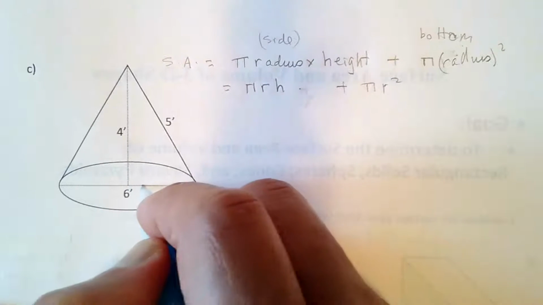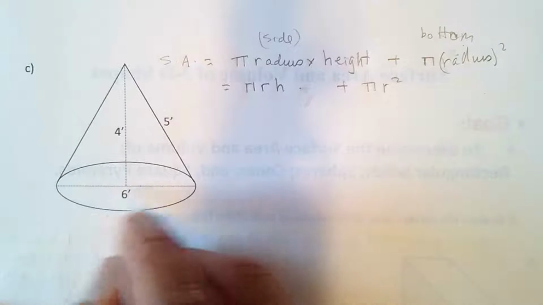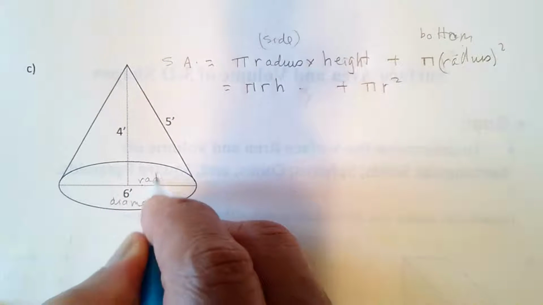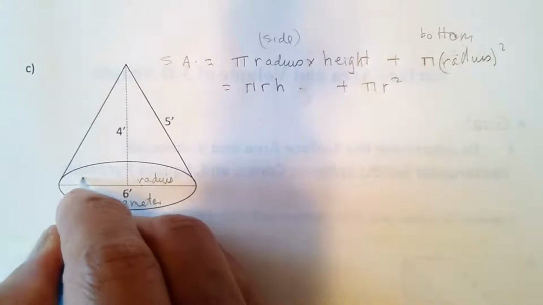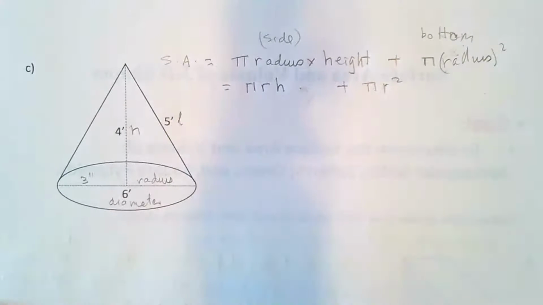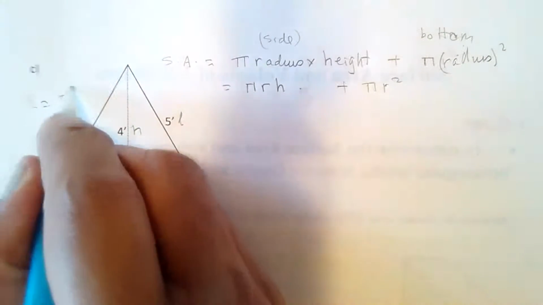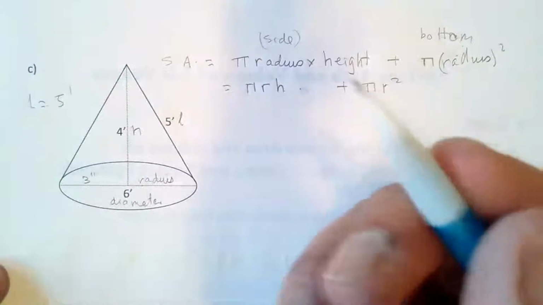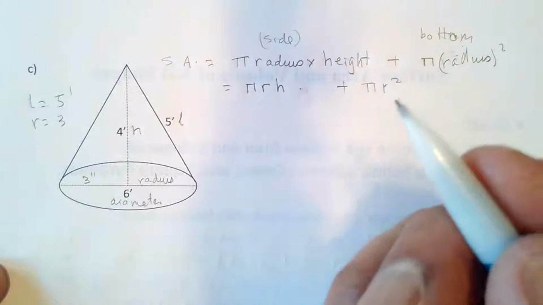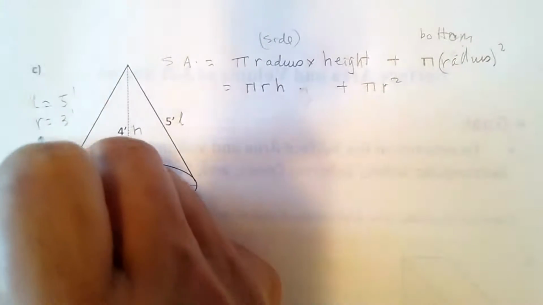Now we go to our dimensions and find our dimensions. Here will be the radius. Now the diameter is 6. So this is your diameter here. Your radius is half the diameter, which is 3 feet. This is your h, and this is your L, the slant height. So we can record L is equal to 5 feet. R is equal to 3 feet. And this height is 4 feet.